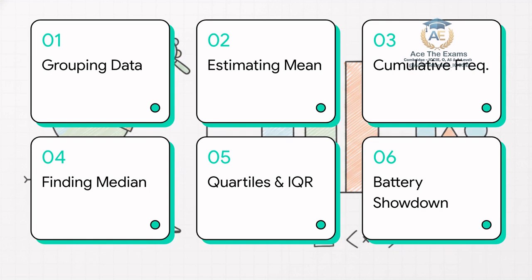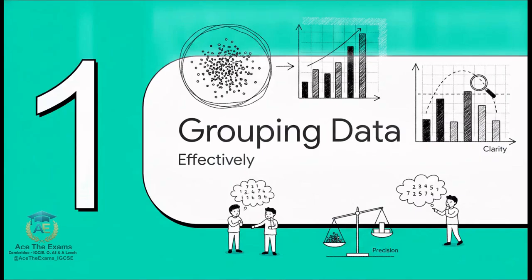Here's our roadmap for the statistical tools we'll be mastering today. We're going to start with grouping data effectively, move right into estimating the mean, construct the cumulative frequency curve, track down the median, calculate the quartiles and the interquartile range, and finally, wrap it all up with a battery showdown. Let's kick things off with Section 1, Grouping Data Effectively.